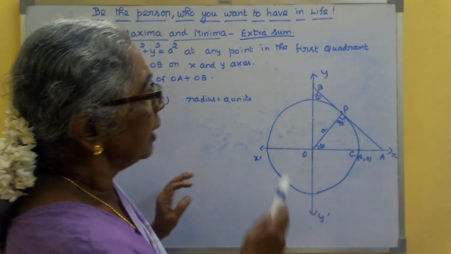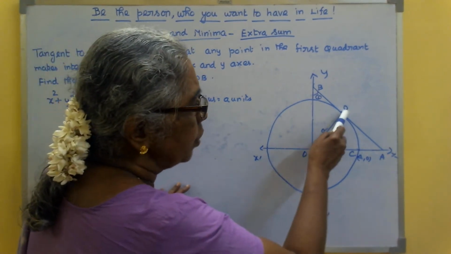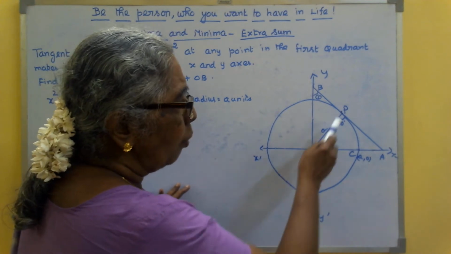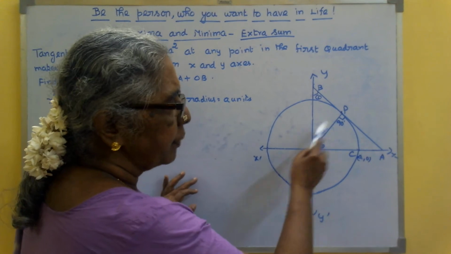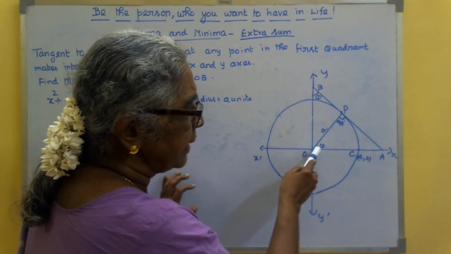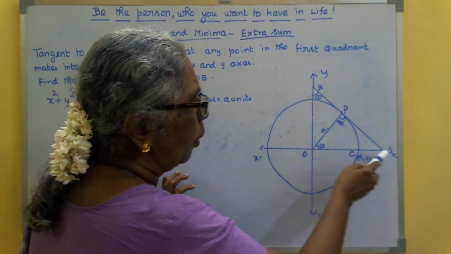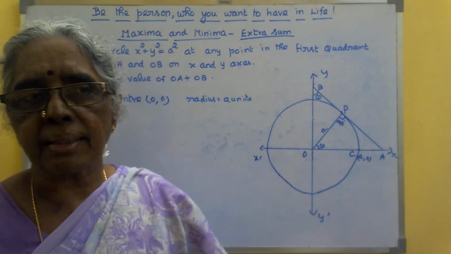So now, look at this figure. Here I have joined OP. Now, OP is a radius of the circle, so that is equal to a. I have taken this angle as theta, that is angle POA. I have taken it as theta.